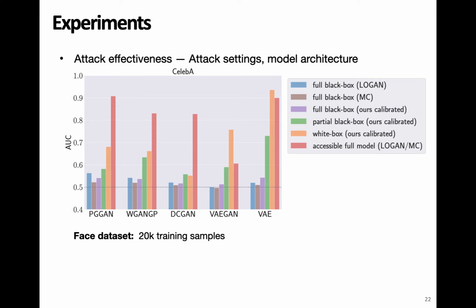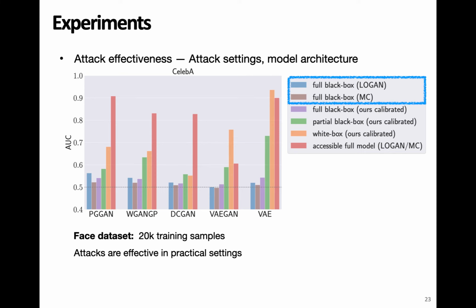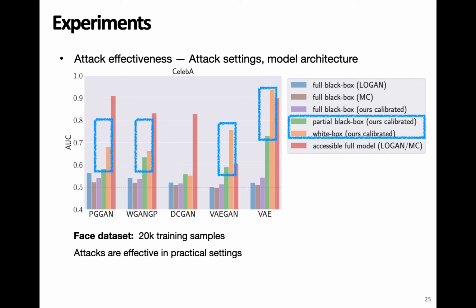Here we show the attack performance on face dataset when considering all different attack scenarios as well as victim model architectures. We notice that previous works are either less effective in the restricted cases or under less realistic assumption. In contrast, we highlight that our attacks are still effective in practical settings and even outperform previous methods with less realistic assumptions.